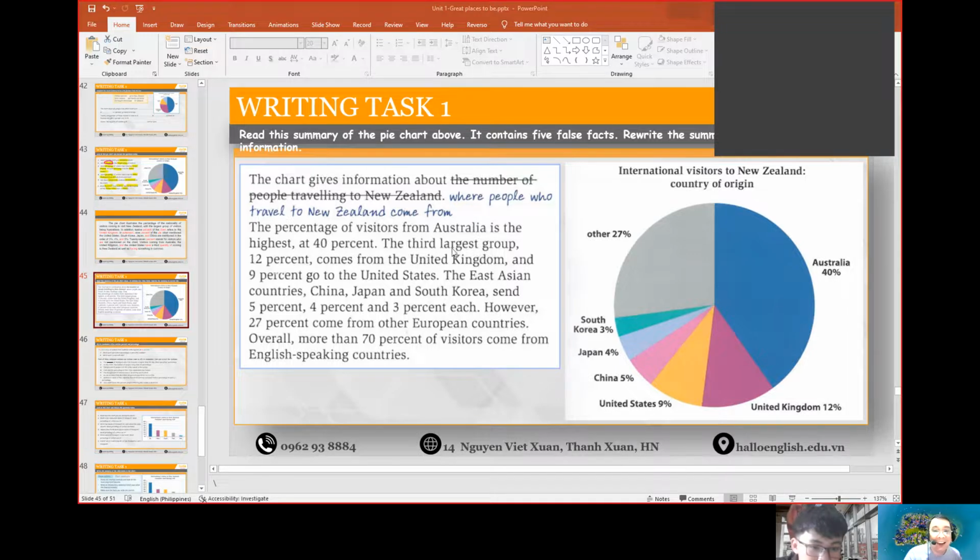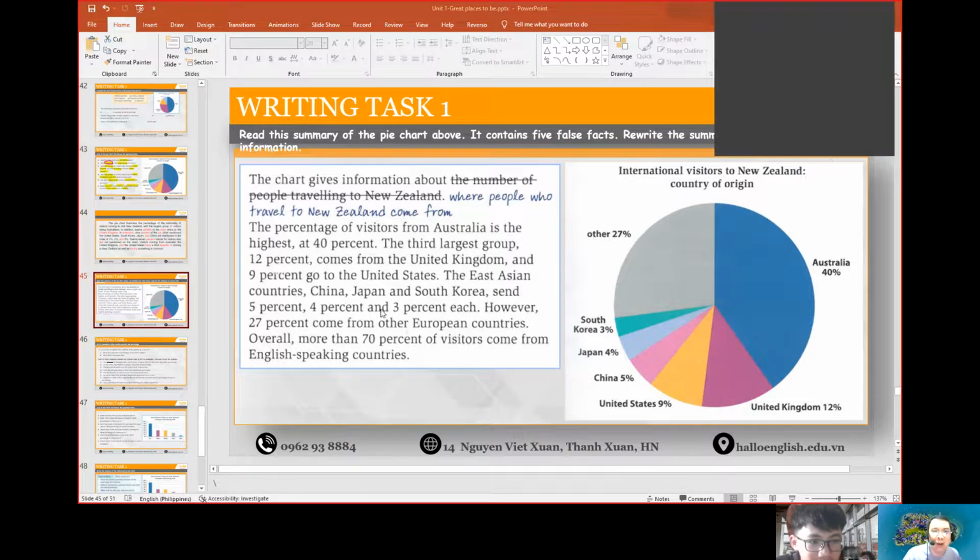The third largest group, 12%, comes from the United Kingdom, and 9% go to the United States. Correct. Correct. Correct. Incorrect. Why? 9% go to the United States is incorrect. Why? What's the correct one? I think 9% belong to the United States. And 9% belongs to or belong to the United States.